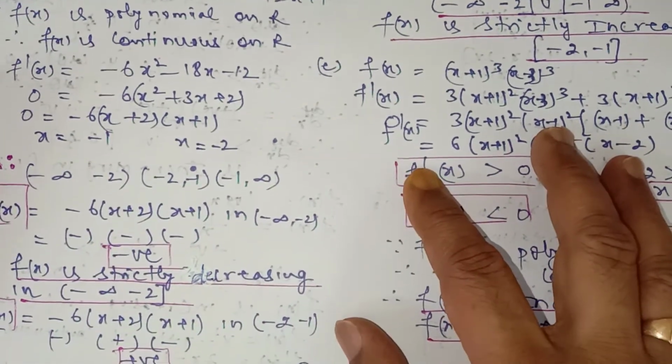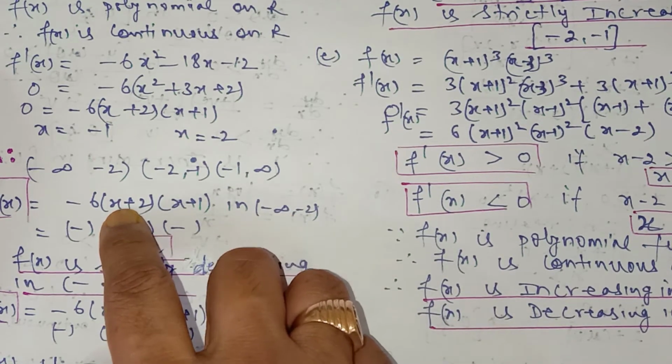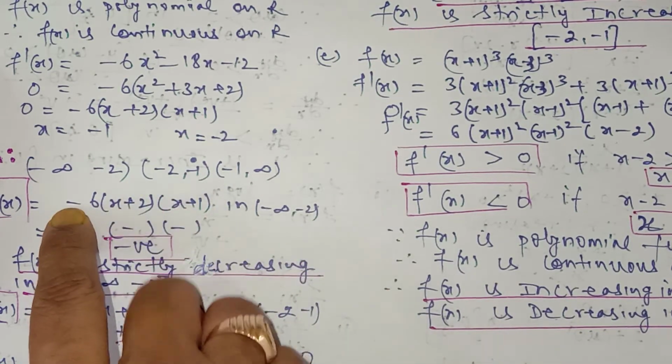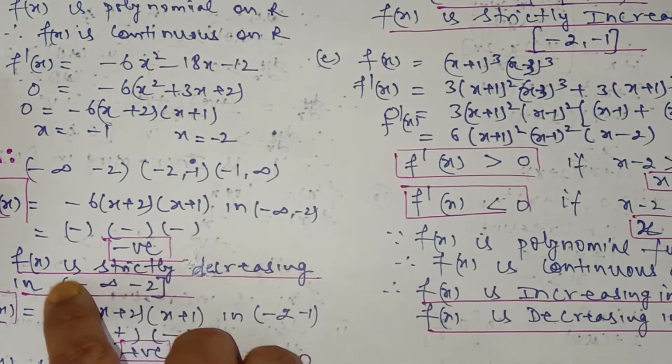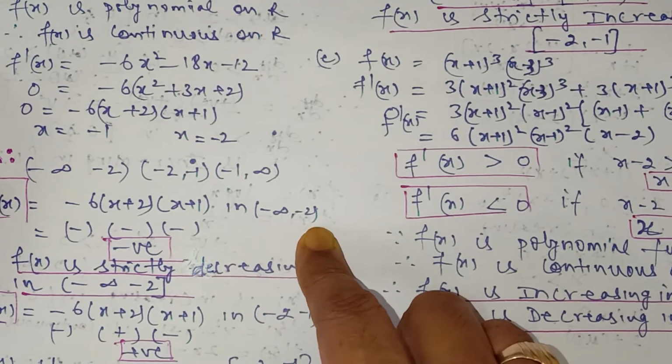We are finding whether it is positive or negative. Consider any value in this interval. I am taking -3. If we take x as -3, this bracket is negative, this bracket is negative, and minus sign is also there. So the total will be negative. So f(x) is strictly decreasing in the interval minus infinity to -2.